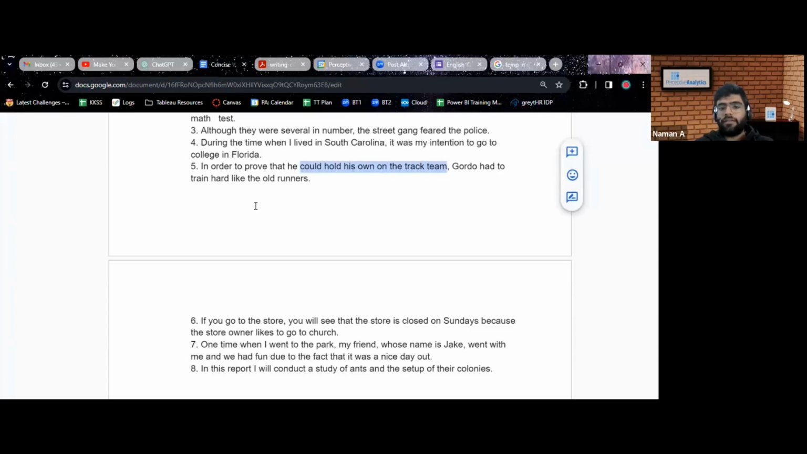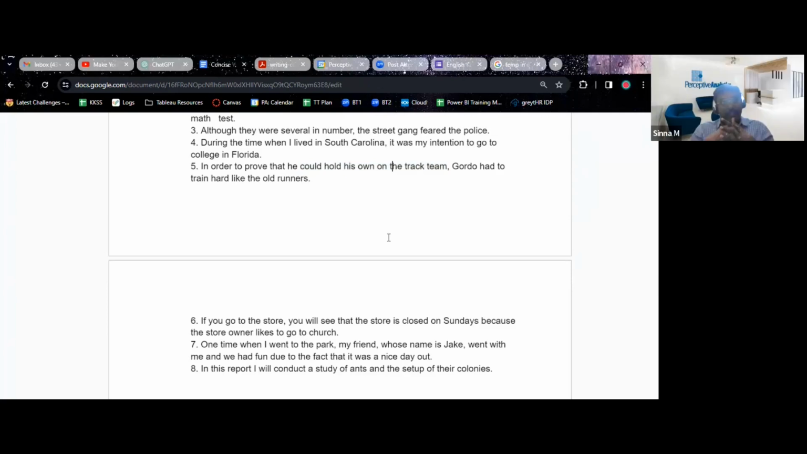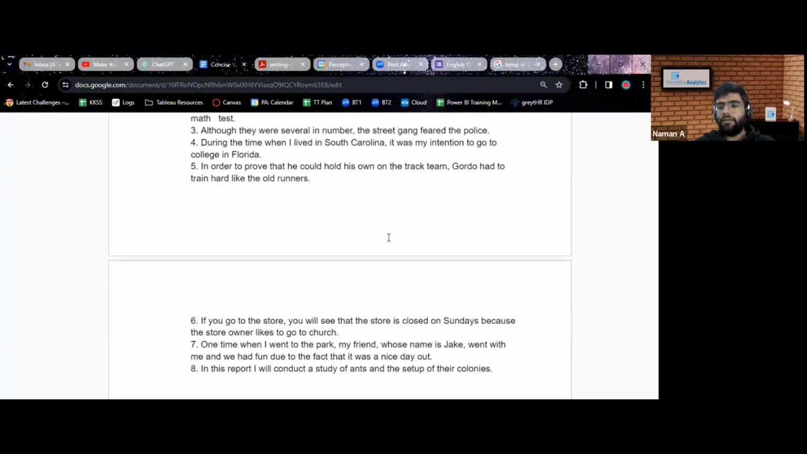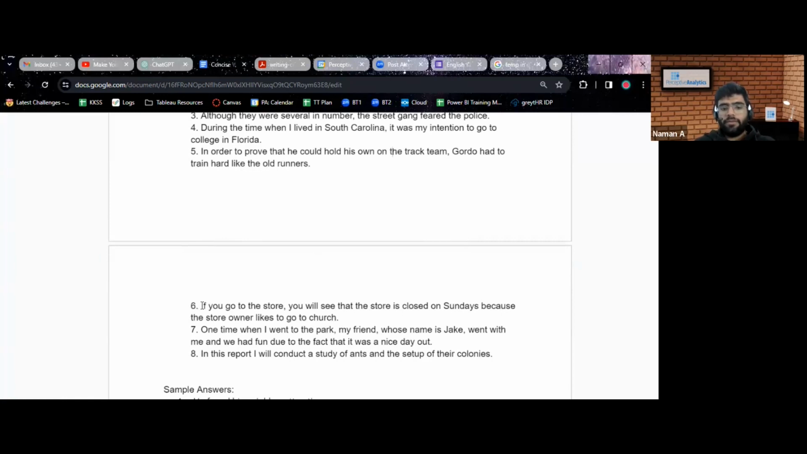Correct. Yes. Anybody else? Not sure if it exactly conveys the meaning, but somehow around that area it does. Yeah. Gordo had to train hard like the old runners to prove himself. It's more straightforward. Yes, I think that makes perfect sense. Because to hold his own also means that he's trying to prove himself, or he's trying to prove to himself that he can hold his own. Okay, then we can go to the next one.